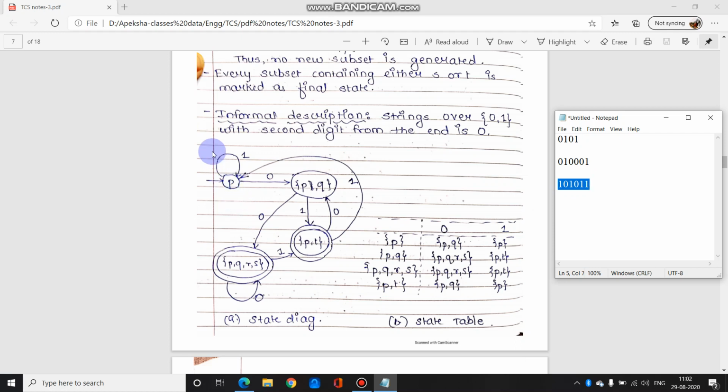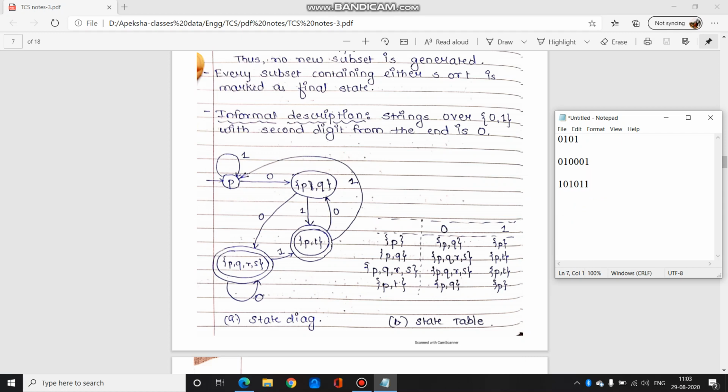It says 1, so at P, 1 is in the same state, 0 over here, 1 over here, again 0 over here, then 1. So 1 means it will come back to the PT state, and lastly 1 means it is taking us back to the initial state. So if you see the last string, the final example is not leading us to the final state, which means that string is not acceptable.